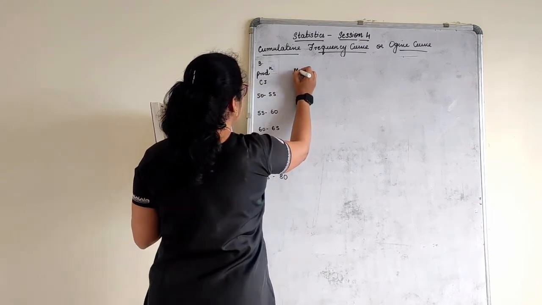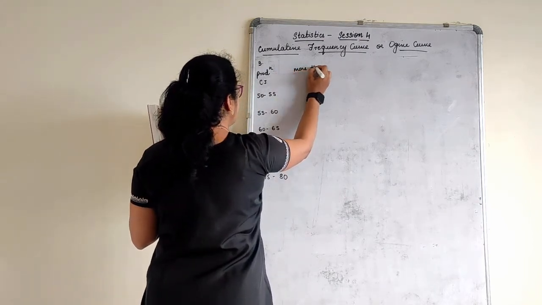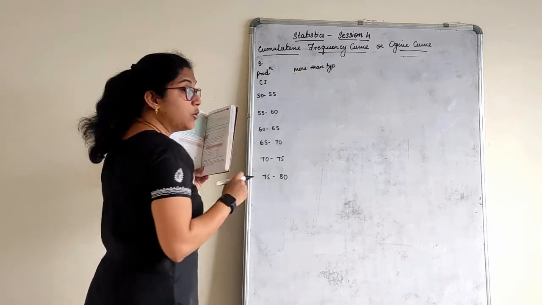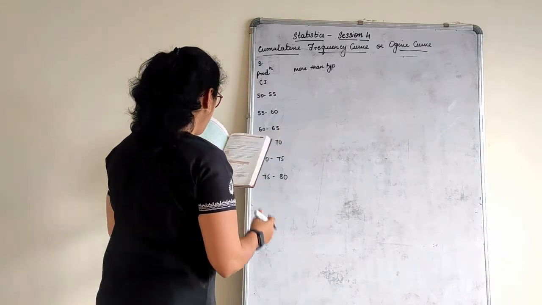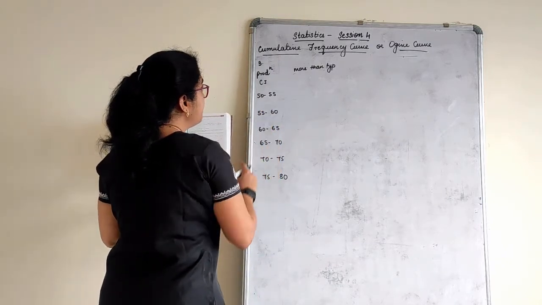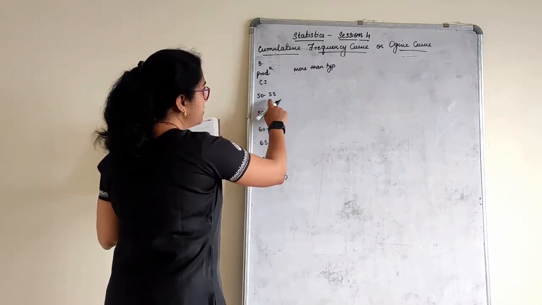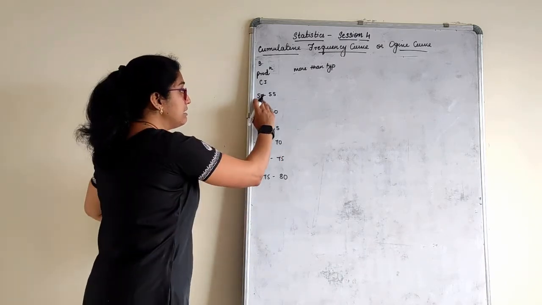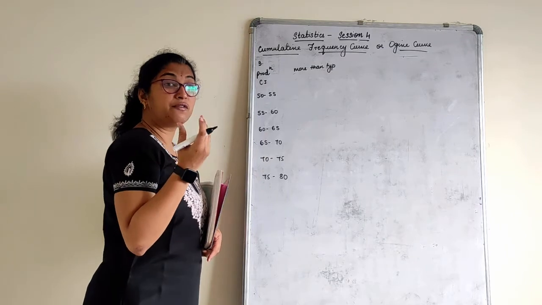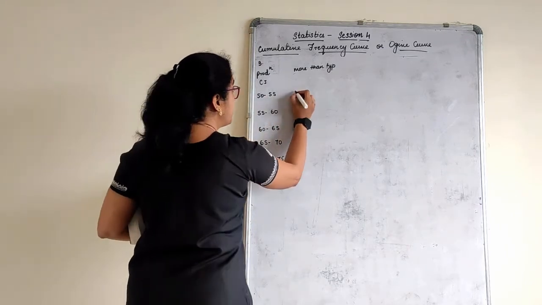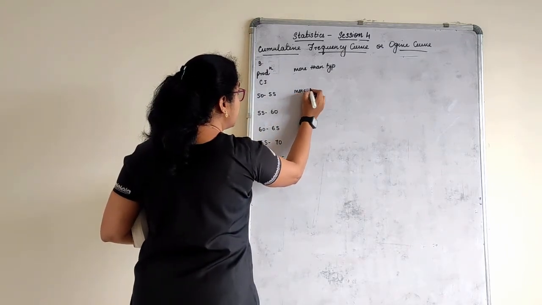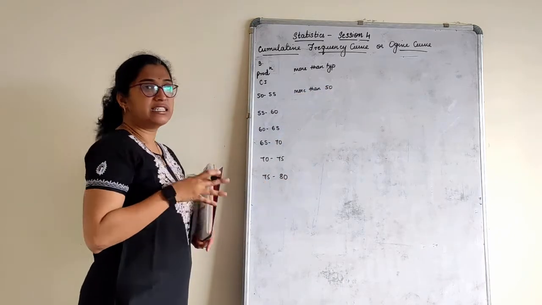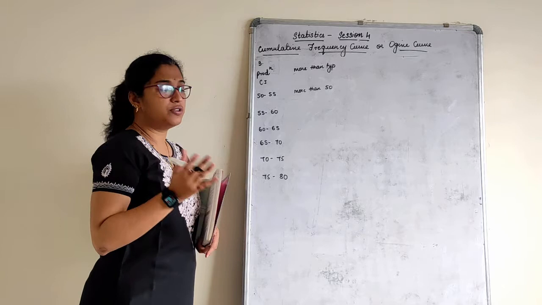I have to convert this to more than type. How do we calculate more than type? Based on the lower limits, right? More than this if I have to write, see, how will you write now? More than 55 you write? No, because the graphical part will start from 50. So what should be my thing here? More than 50. If you understand how to write more than, less than, your work is simple.